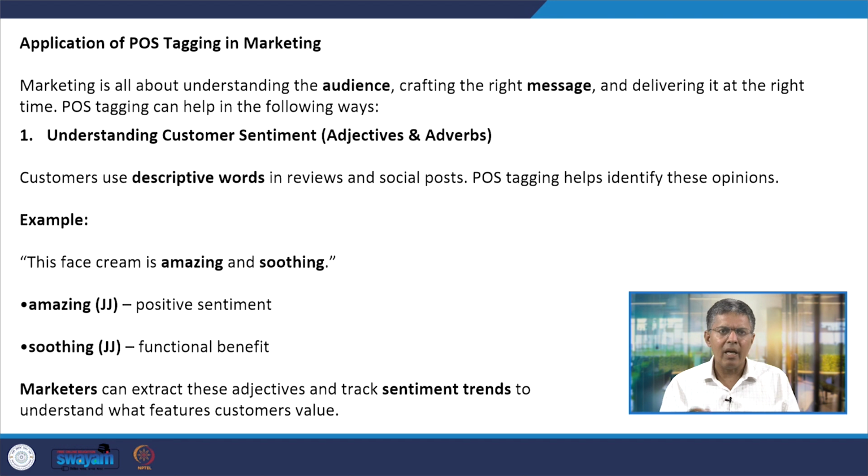It helps you to do several activities. One of them is understanding customer sentiment. Customers will use descriptive words in reviews, social posts, and other documents. POS tagging helps identify these opinions, these descriptive words. For example, you see this one: this face cream is amazing and soothing. Amazing is a positive sentiment, and soothing talks about a functional benefit. So, marketers can extract these adjectives and track sentiment trends to understand what features customers value.